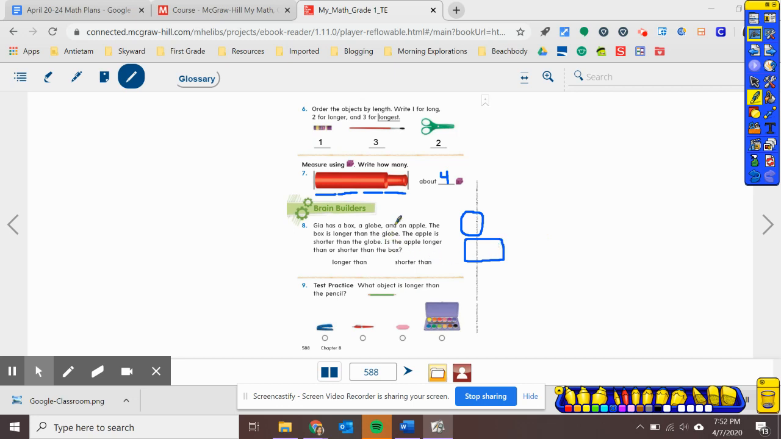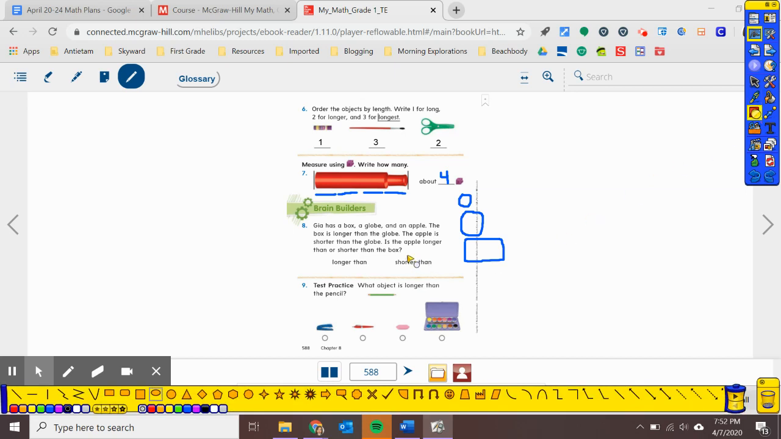Then it says, the apple is shorter than the globe. Well, here's my globe, so my apple's going to be shorter. I'm going to draw a small apple up top. And now I'm going to be able to answer my question. It says, is the apple longer than or shorter than the box? Well, here's my apple up here and my box down here. So I would say the apple is shorter than the box. So we're going to circle the words shorter than.